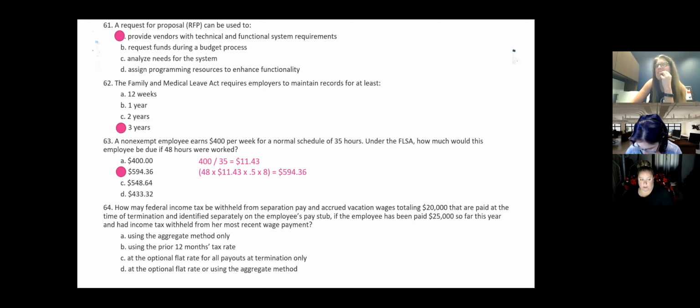Oops, I cheated. How may federal income tax be withheld from separation pay and accrued vacation wages totaling $20,000 that are paid at the time of termination and identified separately on the employee's pay stub, if the employee has been paid $25,000 so far this year and had income tax withheld from her most recent wage payment? If you were watching, I already cheated and gave you the answer.